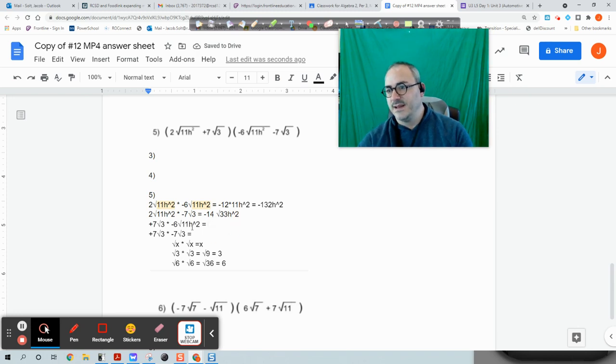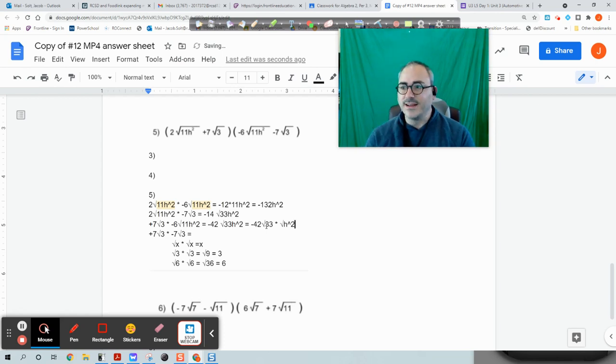All right. And now I have 7 radical 3 times negative 6 radical 11 h squared. Let's see, 7 times negative 6 is negative 42. And radical 3 times radical 11 h squared is going to be radical 33 h squared. Now, one thing I notice about this h squared business: this is going to be the same thing as negative 42 times radical 33 times radical h squared.